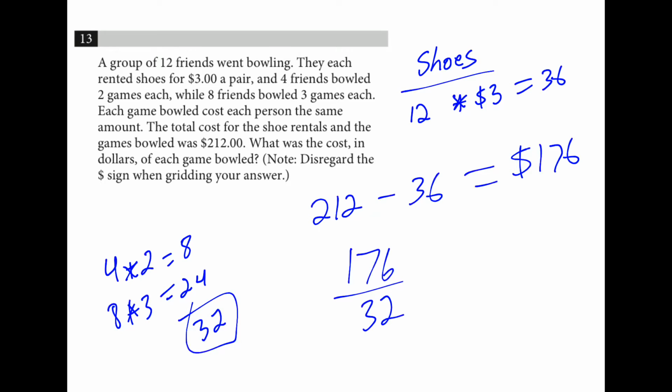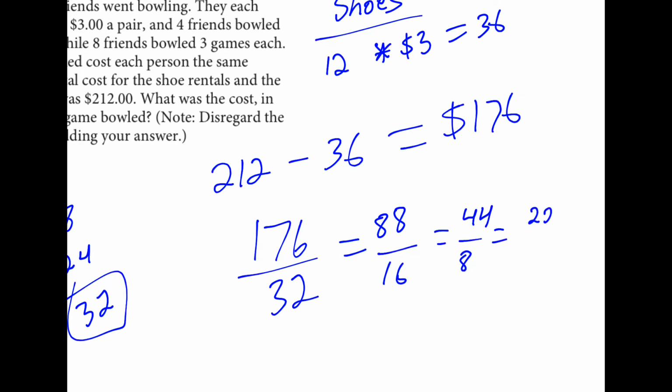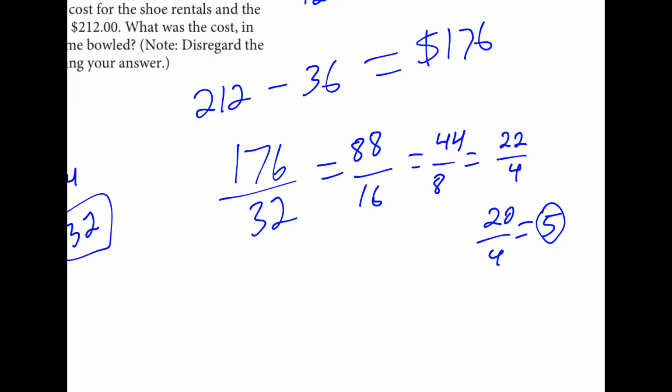And you might be thinking, that's simple, 176 divided by 32. But remember, this is the no calculator portion, so if you didn't know how to do that in your head, you might use repeated division instead. For example, if I cut each of these in half, I get 88 over 16. If I do the same thing again, I get 44 over 32, or excuse me, over 8. And if I go from there and I take 22 over 4, well, 20 divided by 4 is equal to 5. That's part of it. And then I have 2 divided by 4 left over. That's 0.5. My answer is $5.50.